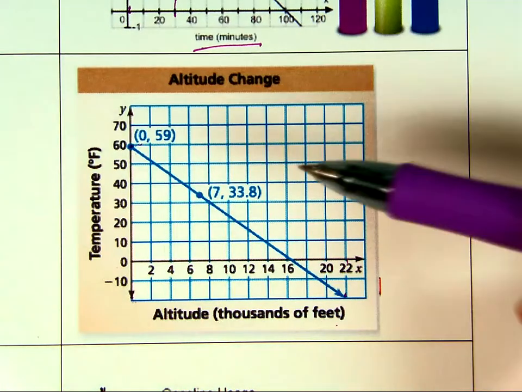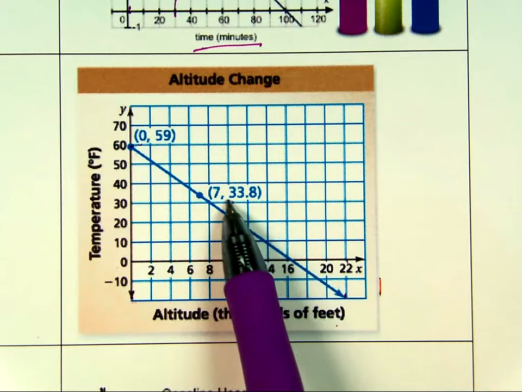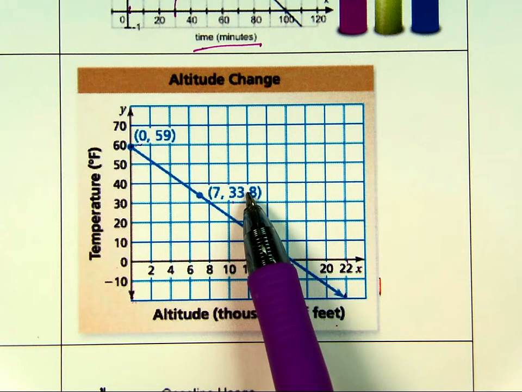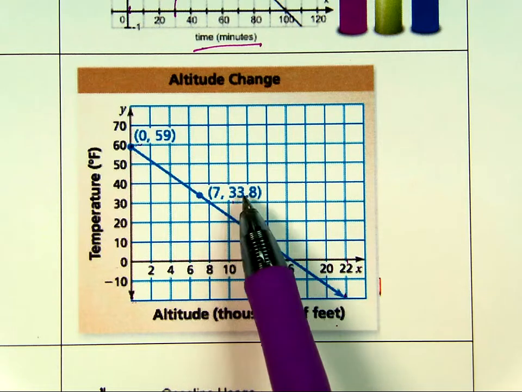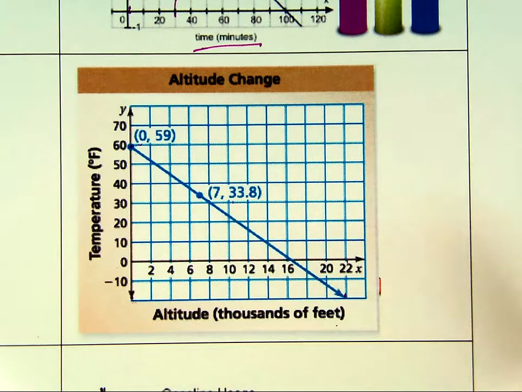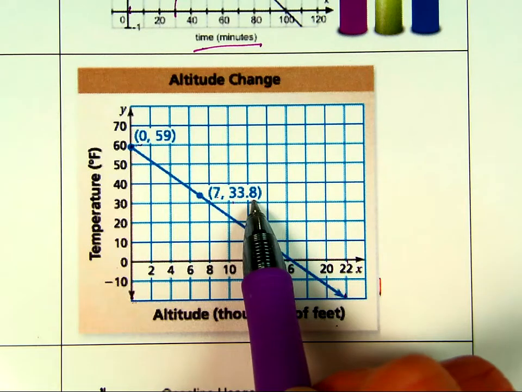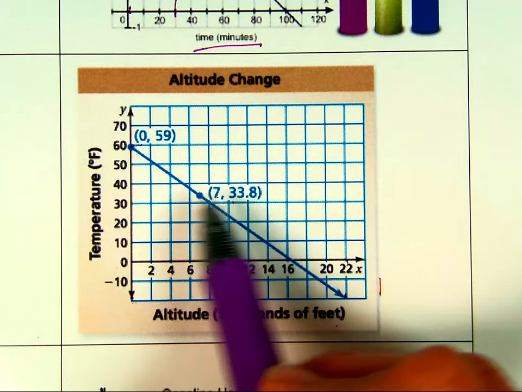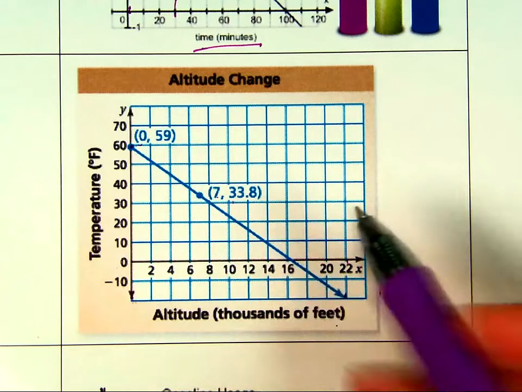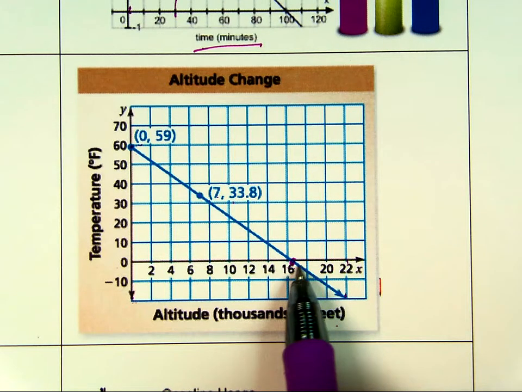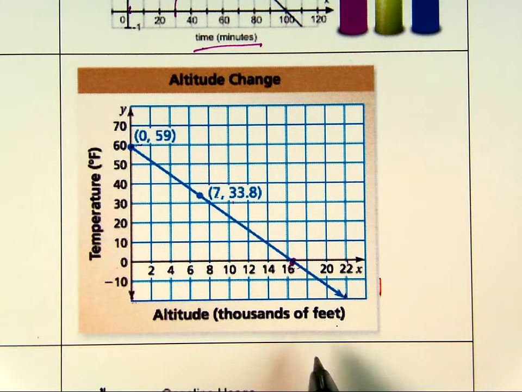So what does this point mean in the context? It means that at 7,000 feet in altitude, we're at 33.8 degrees. Whoa, that was crazy. Okay, at 0, we're at 59. And then we can see, what does this intercept mean right here? It means that when we're at a little more than 16,000 feet, our temperature is at 0, and after that it gets below 0. All right, last one.